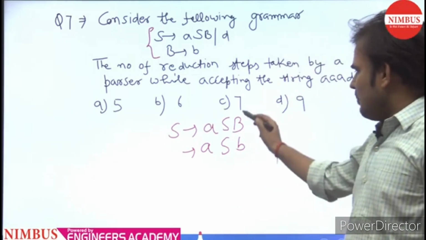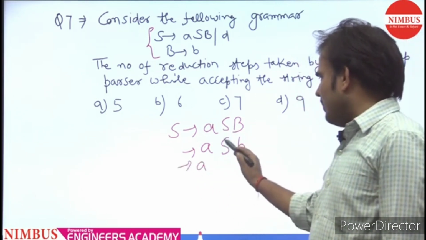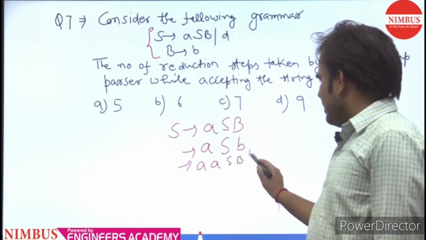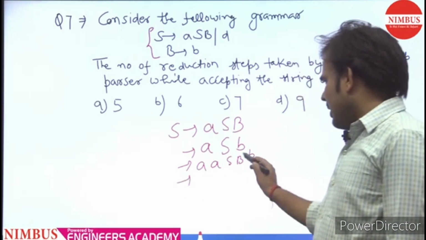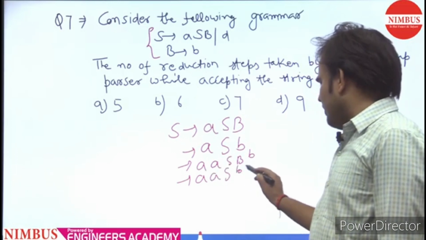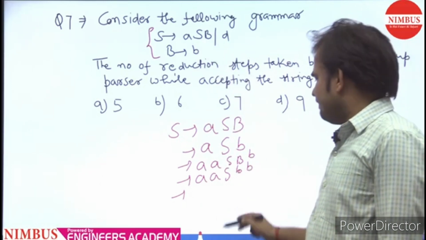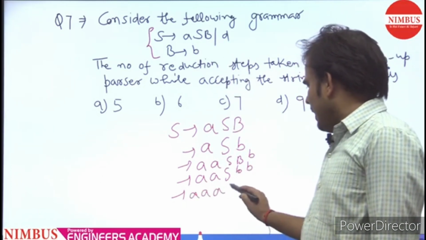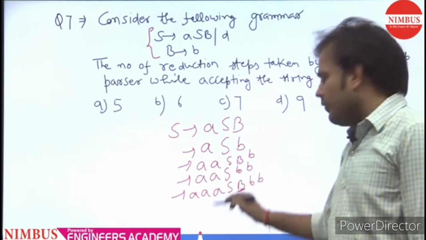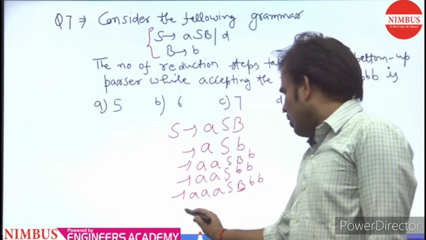So here we reduced the rightmost one first. After that, what do you do? This is the rightmost variable, so you reduce it by A S B and B. Again this is the rightmost variable. So A S, and we need to reduce it by b. Again we need to replace it by A S B, A S B B and B. Again this is the rightmost variable. We need to reduce it by small b. So A.